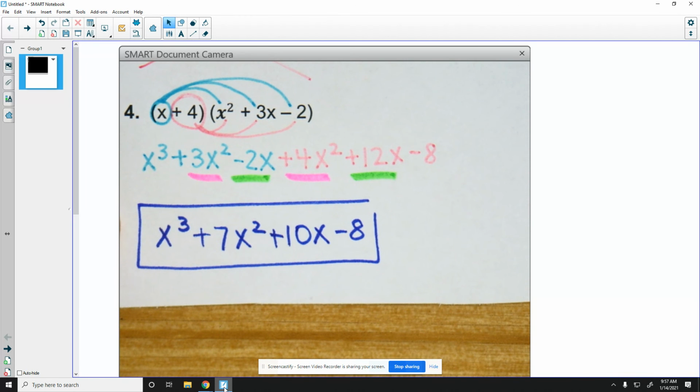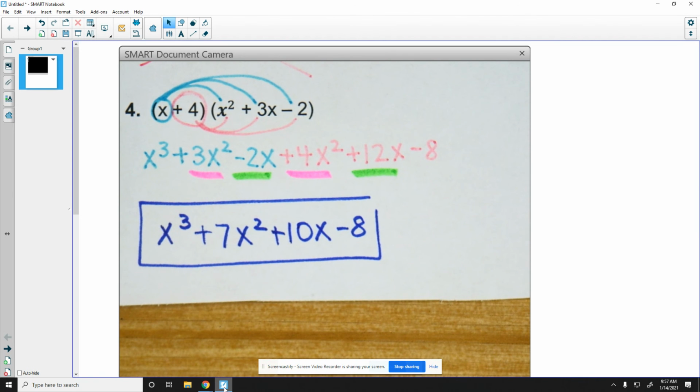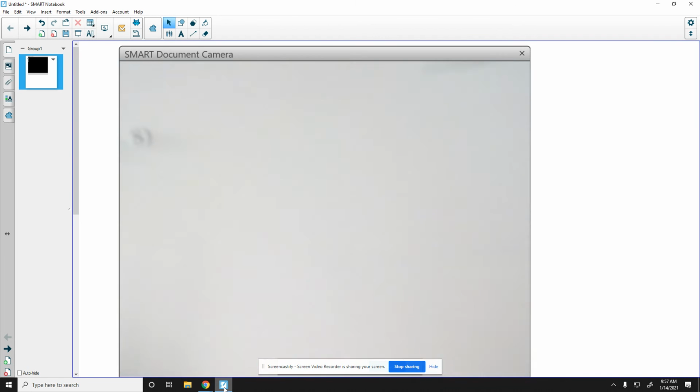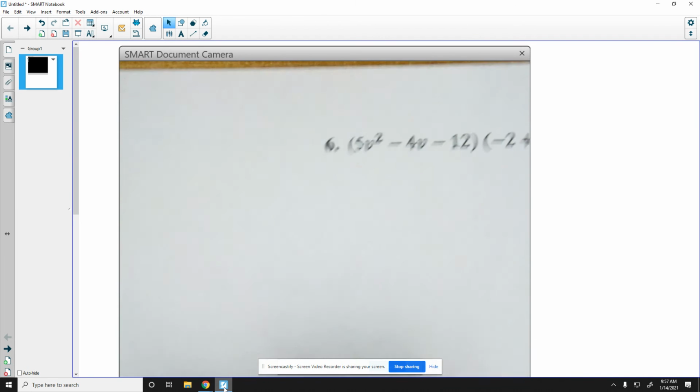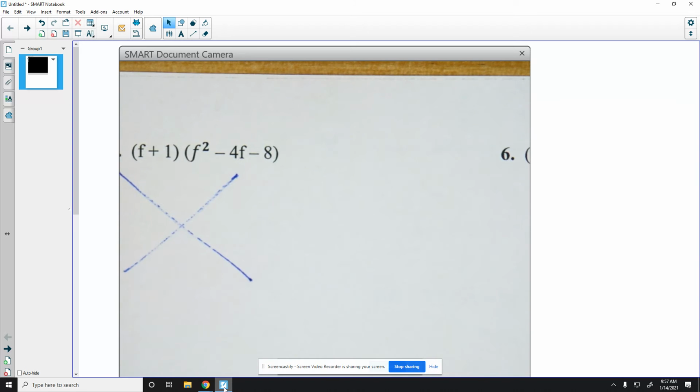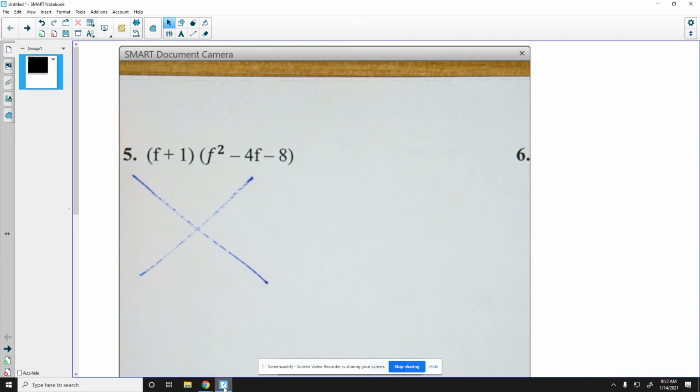Okay. So that's how I would do it if I have a binomial times a trinomial. Make sure you remember FOIL does not work, okay? So FOIL does not work. All right, let's do one more on the back. Let's do number 6, okay? So we're going to cross out number 5. Let's try number 6.